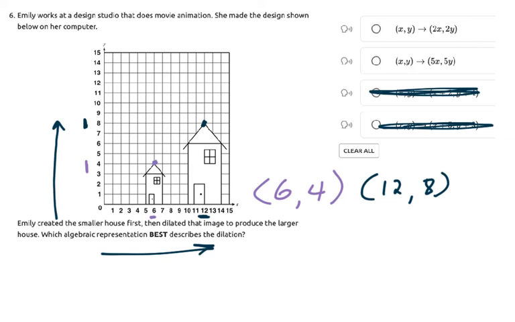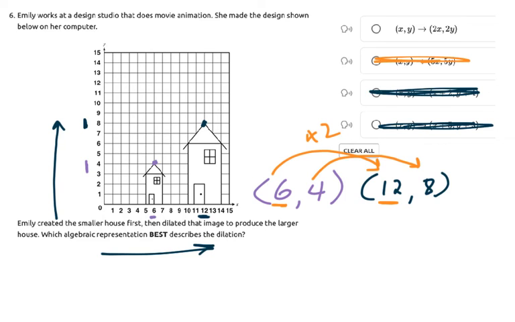What's happening? From this x to this x, from 6 to 12, what are you multiplying by? I told you you're multiplying. 6 times what is 12? Is it 6 times 5, or is it 6 times 2? Guess what? 6 times 5 is 30, so it's not that one. It's definitely 6 times 2. 6 times 2 is 12. What about 4 and 8? Yeah, 4 times 2 is 8.